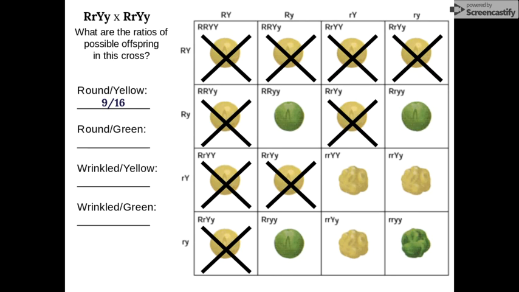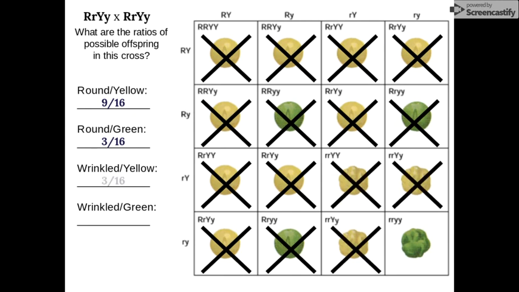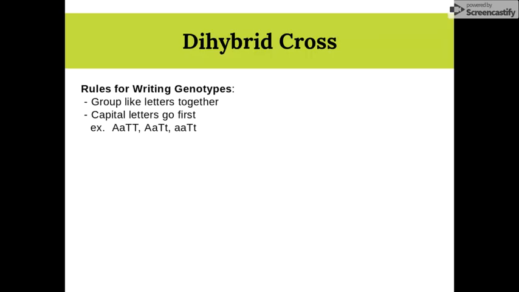Hopefully you see 3 that are round and green. How many are wrinkly and yellow? You should be seeing 3 of those as well. And then that leaves just 1 little wrinkly green pea. 1 out of 16.